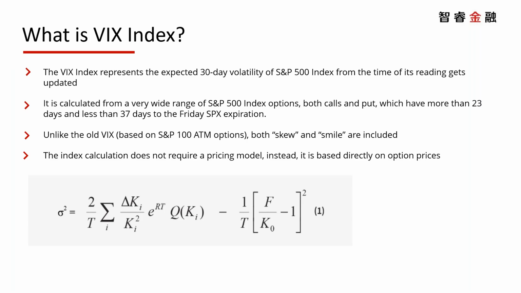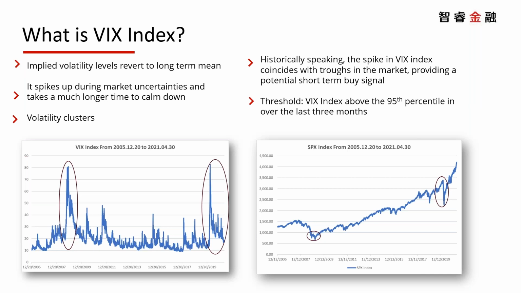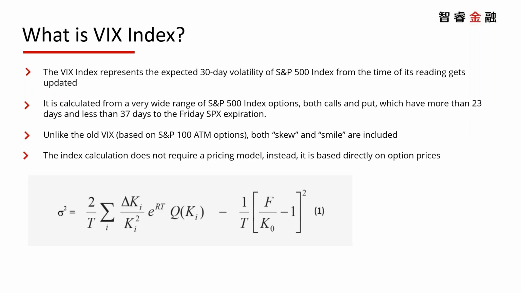Okay, what is VIX Index? I think most of you have at least some concept of what the index is about. The VIX Index represents a 30-day volatility of S&P 500 index from the time of its reading gets updated. So if I go to the Bloomberg terminal now and find out that the current VIX index level is 24, it means that the market participants think the S&P 500 index is going to move at an annualized volatility of 24% or 1.5% each day in the coming 30 days.